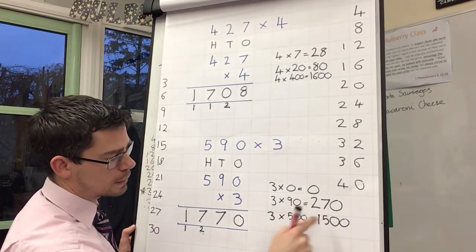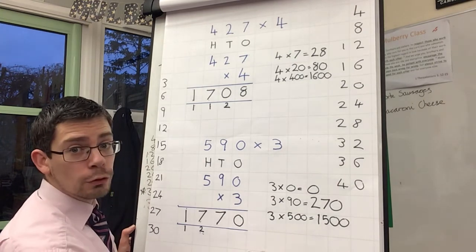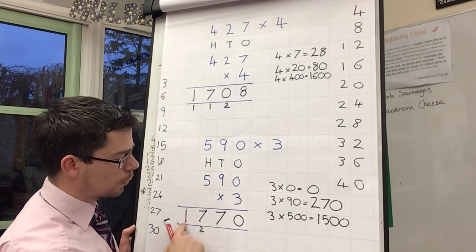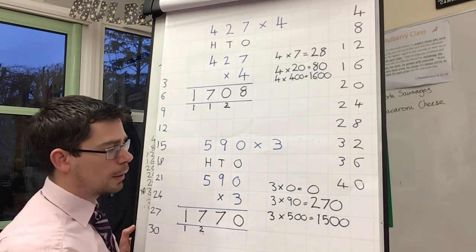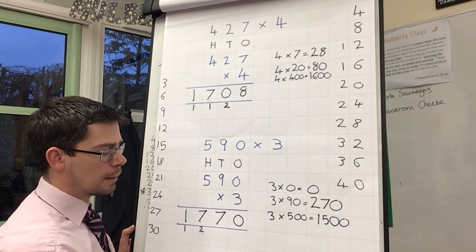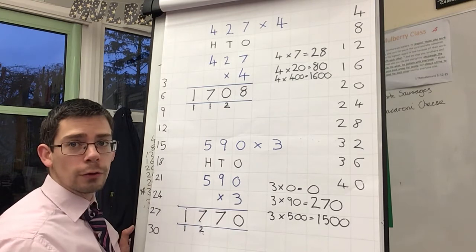If I was to add these numbers up, I would also find that I get up to 1770. A good way to check. Add those up in a column and see if you get the same, and then you'll know that your answers are right.